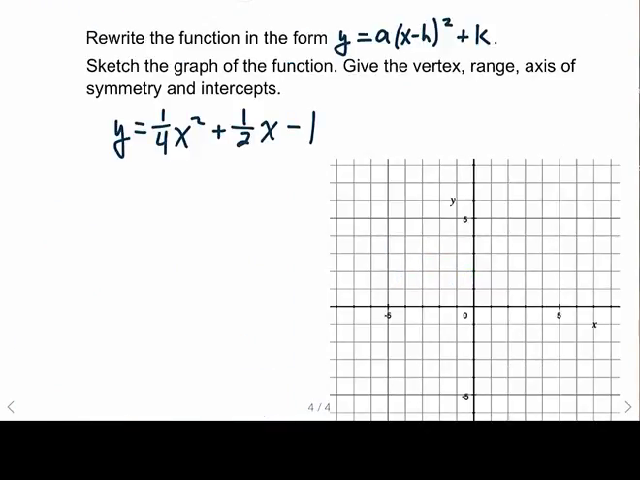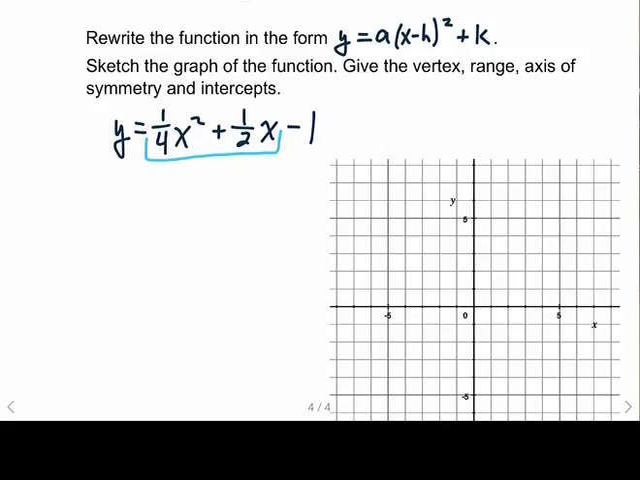Next, we're to do all the same things, different functions. So rewrite the function in the form y equals a times the quantity of x minus h squared plus k. Sketch the graph, give the vertex, range, the axis of symmetry, and the intercepts. The function is y equals 1/4 x squared plus 1/2 x minus 1. As you may recall, we're going to do this by completing the square. We're going to complete the square only on x.